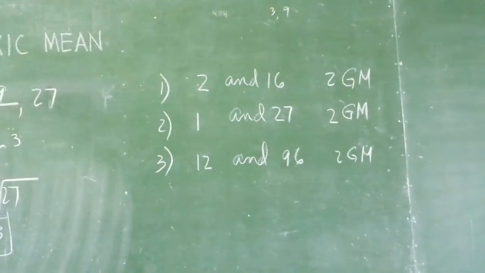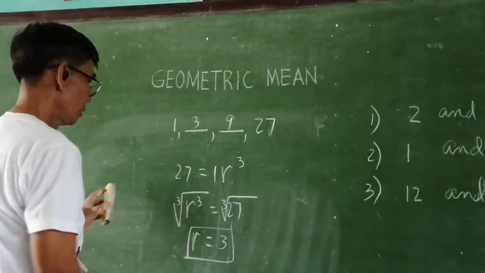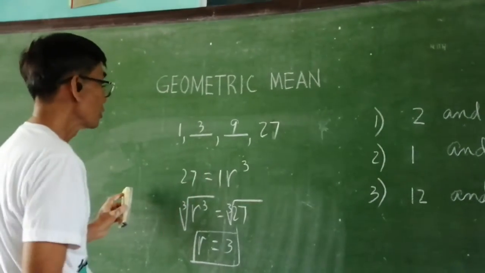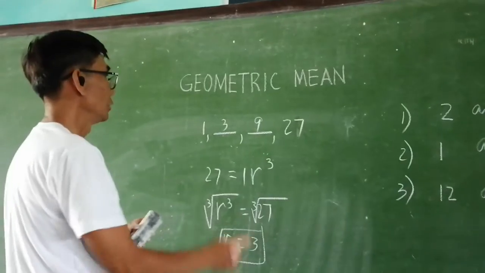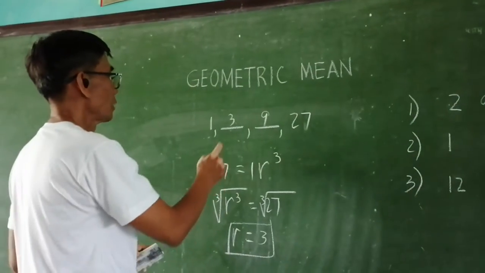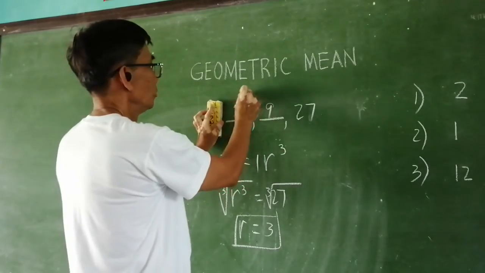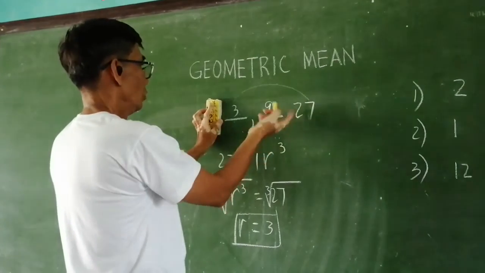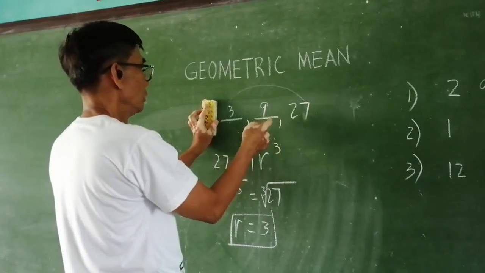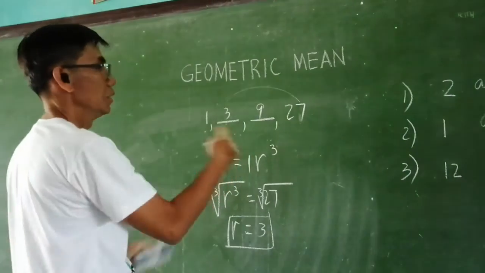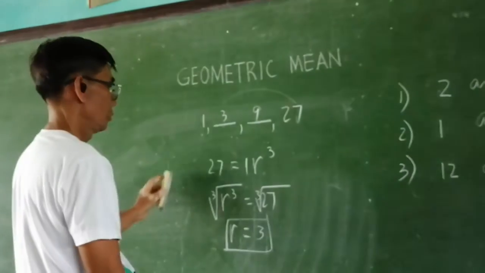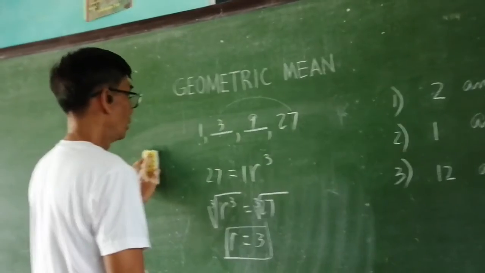We cannot use the multiplication of 2 numbers here because it is even. We can only use that when it is odd. So for example, if we have only 3 terms, so you just multiply that. That will be 81, and the square root of 81 is 9. But in here, we cannot do that. So this is how to do it.